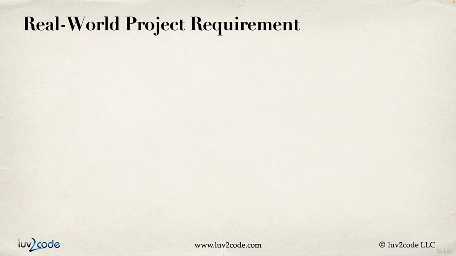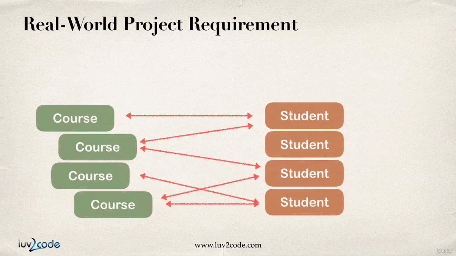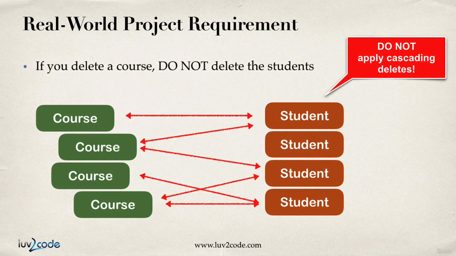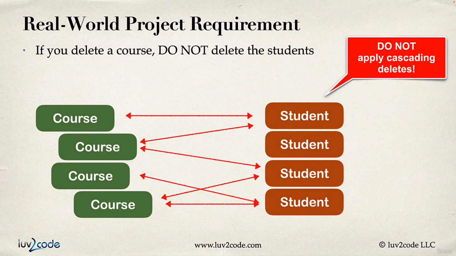Now, I always like to kind of pull this into a real world project. So the project requirement here is that if we delete a course, do not delete the students. So basically, do not apply cascading deletes. And the same holds true for the other side. If you delete a student, don't delete the course.